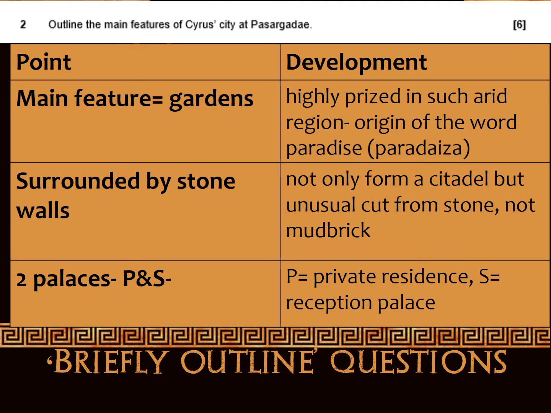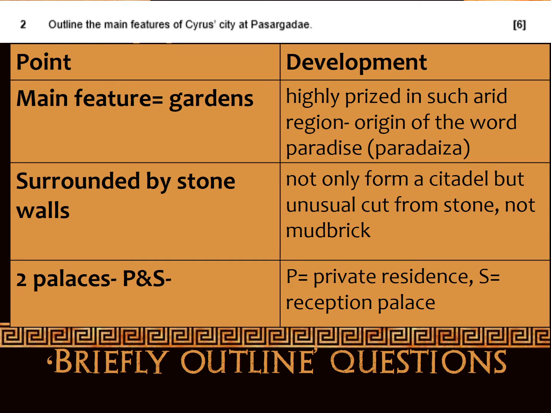So let's have a look at an example. This example is from the OCR sample or specimen materials, which is freely available on their website. It also comes with a mark scheme and some sample answers if you want to have a bit more of a root around. So the question simply says, outline the main features of Cyrus's city at Pasargadae. Nice and easy, it tells you what it wants you to describe, and again, main features. So if we look on the screen again, you've got the 3 points with the extra detail.